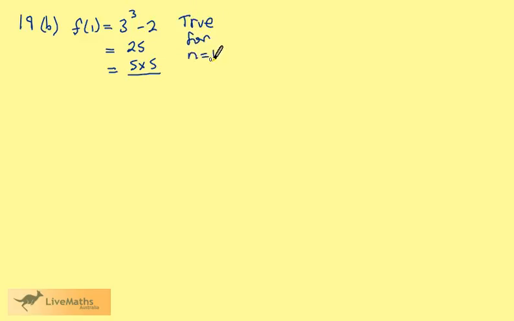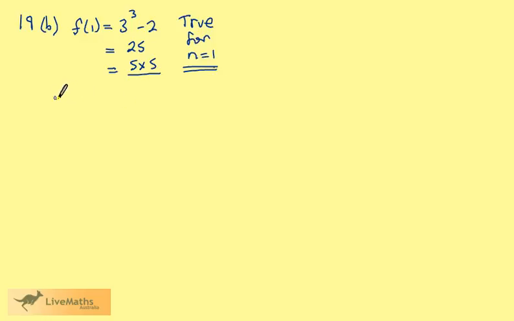Now in part B, we're told hence or otherwise prove by induction that fn is divisible by 5. I decided to go otherwise. F of 1 is 3 cubed minus 2, which is 25, which is 5 times 5. So we have true for n equals 1.